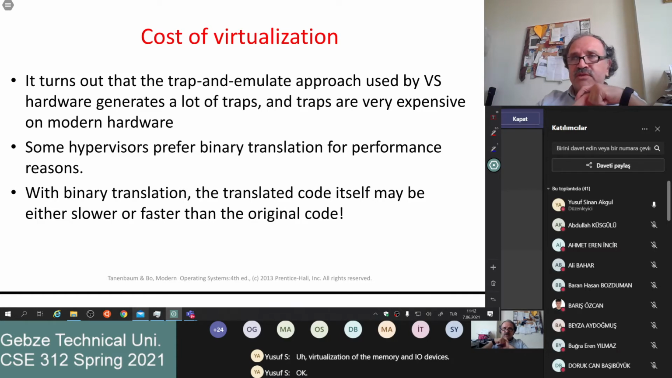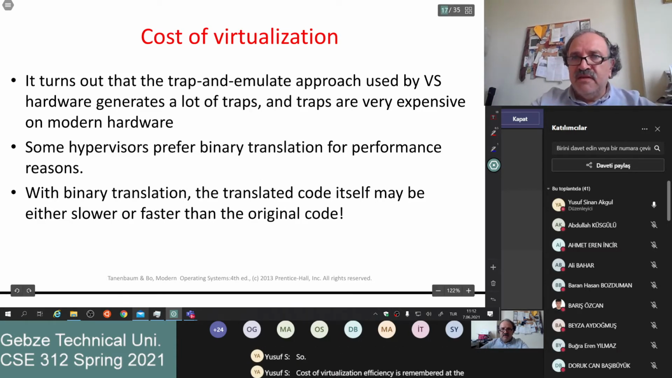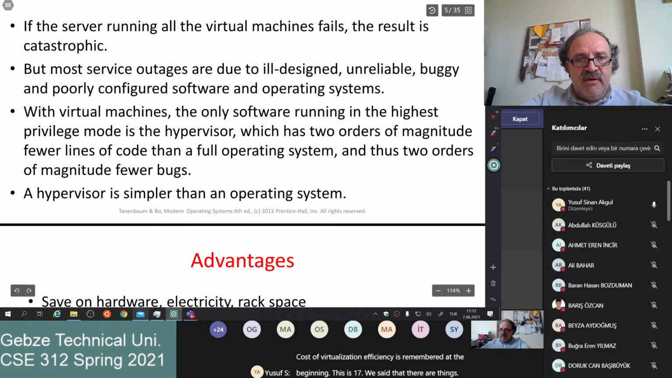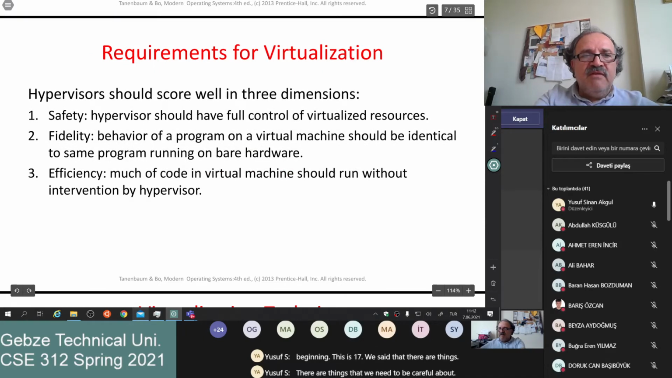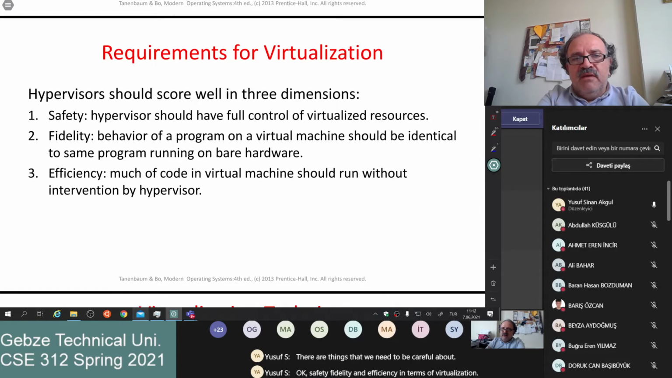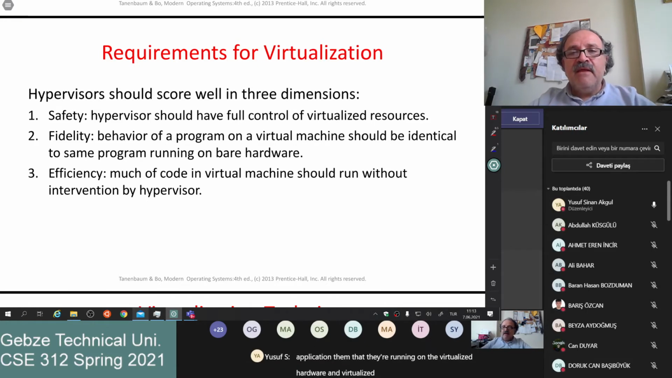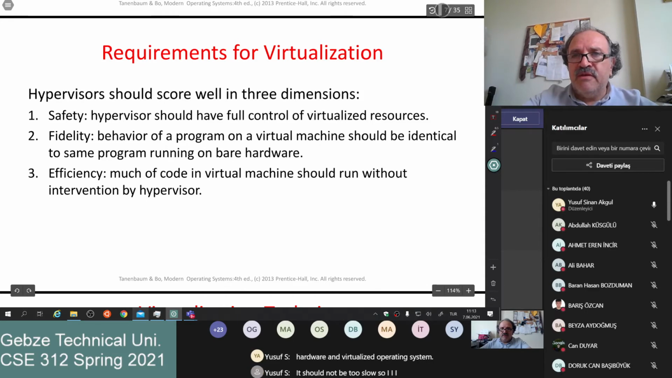So, cost of virtualization, efficiency. Remember at the beginning, we said that there are things we need to be careful about: safety, fidelity, and efficiency in terms of virtualization. Fidelity, we cannot make any compromises on. Whatever we are virtually providing should be exactly the same as the original. Safety, I should not introduce any safety problems by doing this virtualization. And efficiency, my virtualized hardware should not be too slow. The applications that I am running on the virtualized hardware and the virtualized operating system should not be too slow. So I should be concerned about the efficiency.